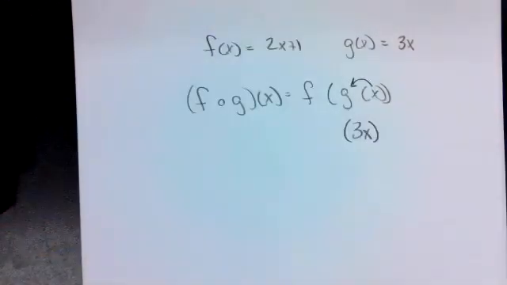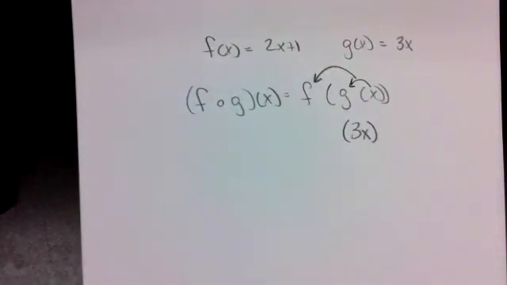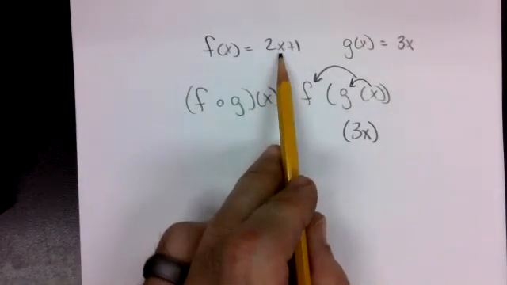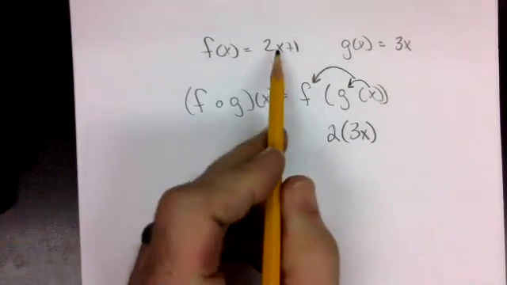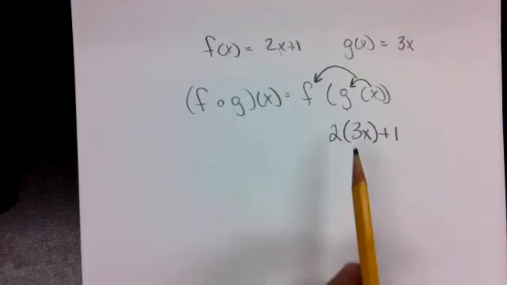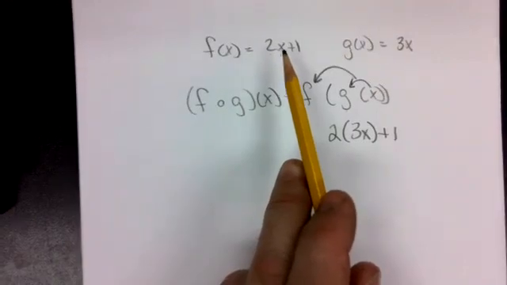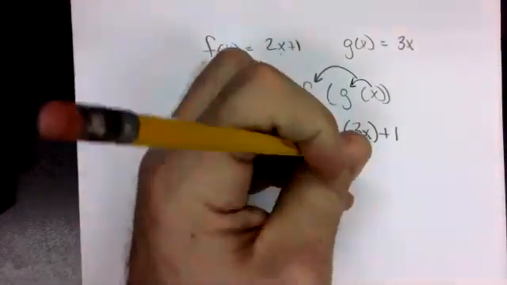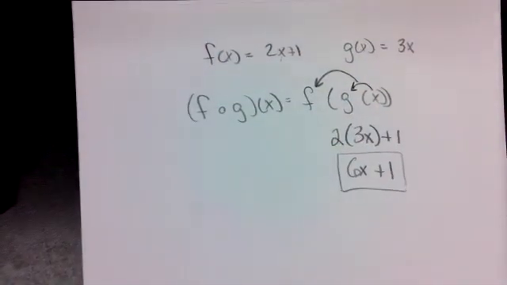So then I've got to plug this whole thing into the f function. Again, the f function says to take 2 times whatever plus 1. This is my whatever. So I got to take 2 times that 3x and then plus 1. I've basically plugged the g of x function into the f function. So this 3x goes into the f function. So 2 times 3x, 6x. So that would be 6x plus 1.